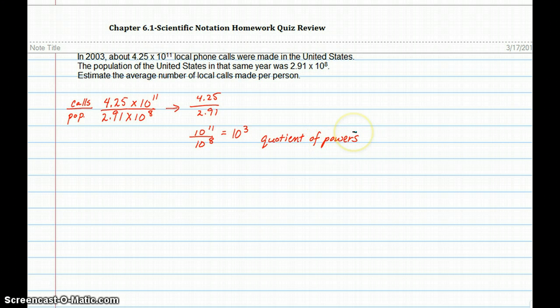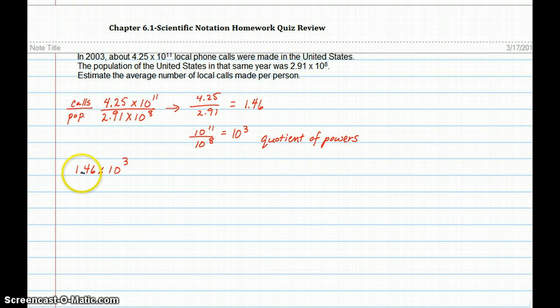When you divide on your calculator, 4.25 divided by 2.91, it equals 1.46. We're rounding to the hundredths place. And so we have 1.46 times 10 to the 3rd. 1.46 is written in proper notation, and so you don't have to change anything.